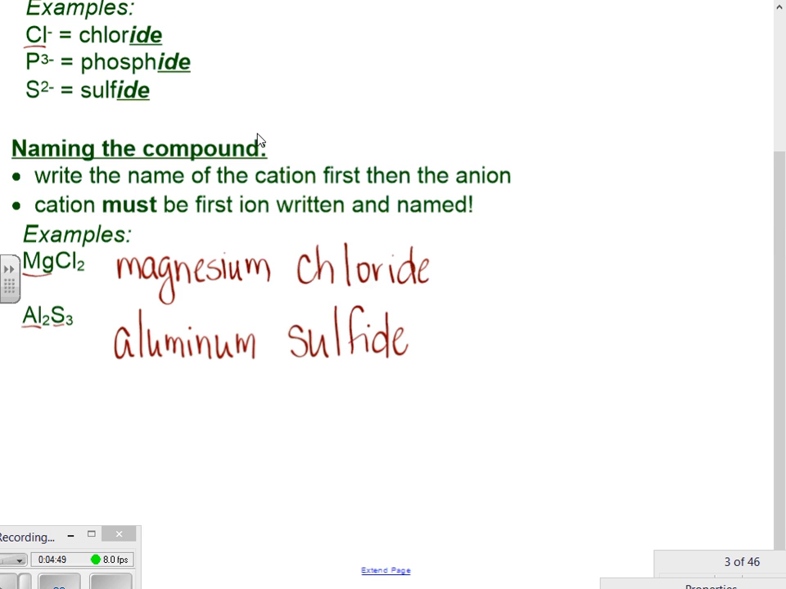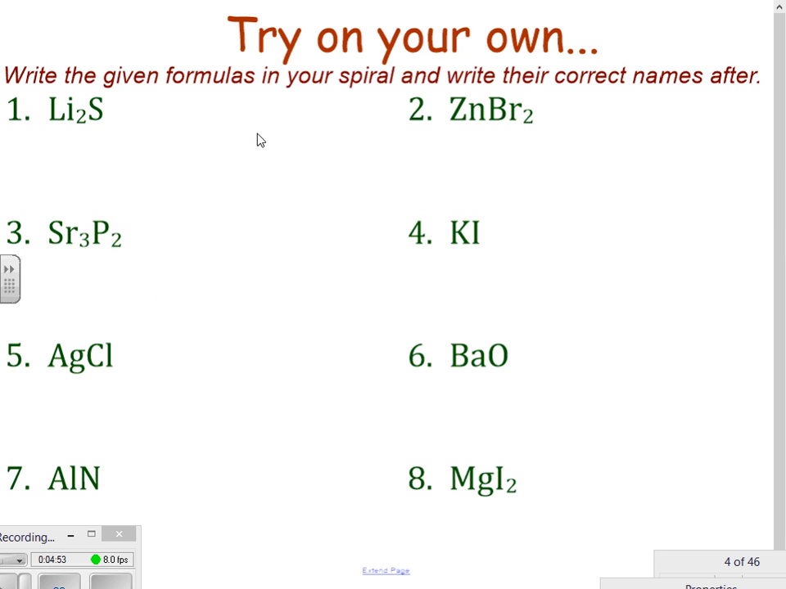Okay, so let's see what we got coming up next. All right, so here you go. There's 8 formulas. Extra credit tomorrow if you can write the names of these 8. All I'll ask is turn in extra credit, and that'll be your key. If you want to get 8 points extra credit on quarter 1, you can turn in these 8 names.